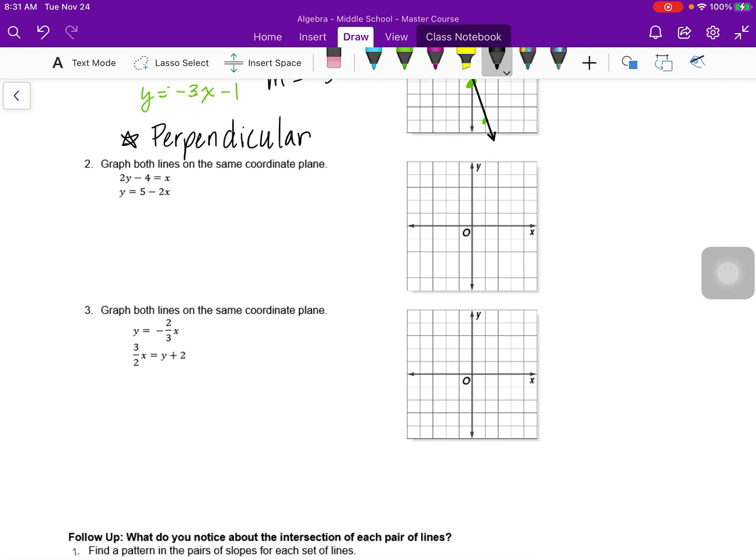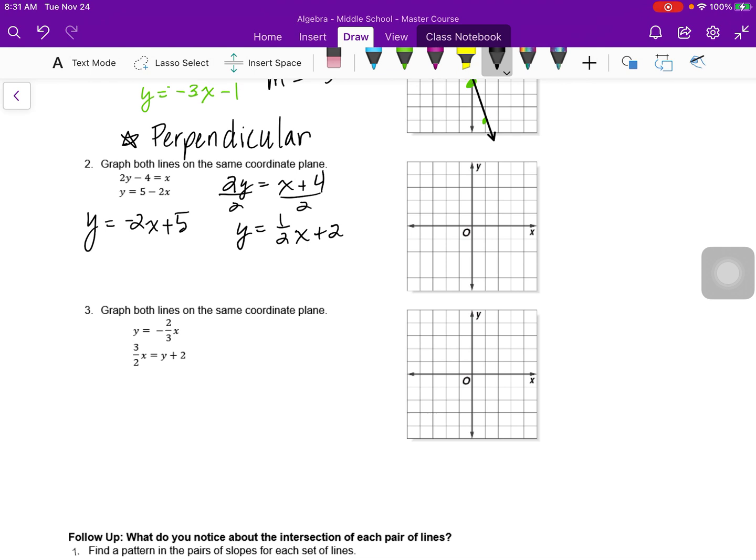Let's take a look at number 2. This time again, I'm going to take that first equation and change it into slope-intercept form. The first thing I'm going to do is add 4 to both sides. So 2y equals x plus 4. Then if I divide both sides by 2, y is equal to 1/2 x plus 2. The second equation, if you want to rearrange it, you can, is y equals negative 2x plus 5. I just changed the order of those terms so that I could easily see.